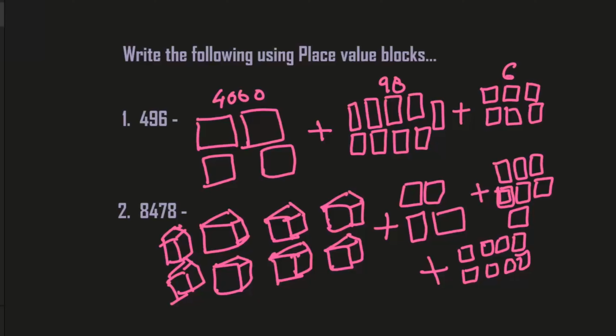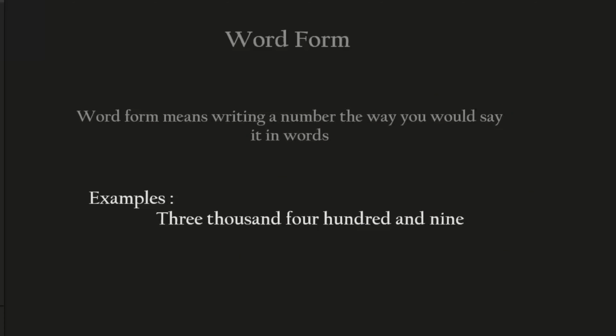I wrote numbers for this one and didn't write numbers for that one. That's because I'm able to remember stuff. If you don't remember what each is worth, then I recommend using numbers. This is 400, not 4,000. Okay. Now, let's move on to word form.